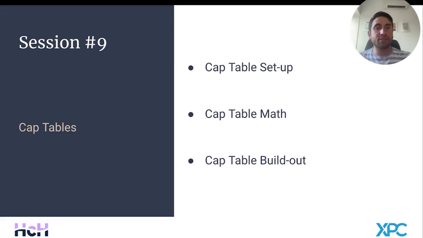Time for VC Fluency session number 9. If you recall, last time we went over investor desired ownership, pre and post money review, and simple price per share calculation. This price per share calculation only gets more complex here, so it's a good thing you guys did a quick review. So 3 things for today. 1 is cap table setup, 2 is cap table math, and 3 is cap table build out. Let's begin.